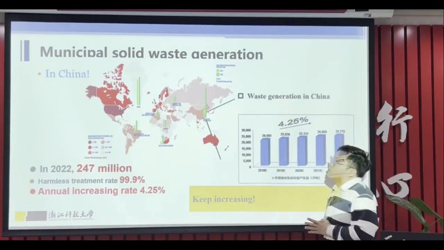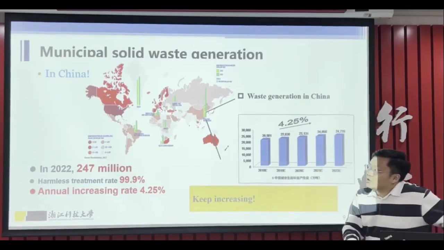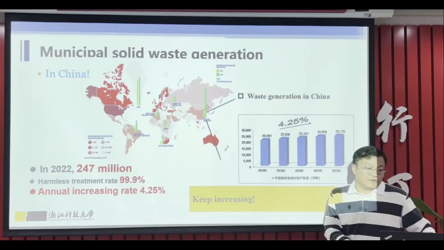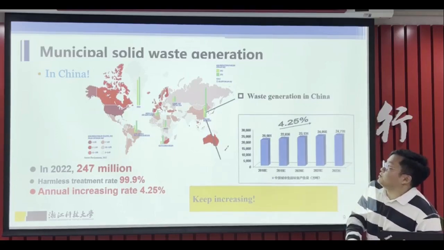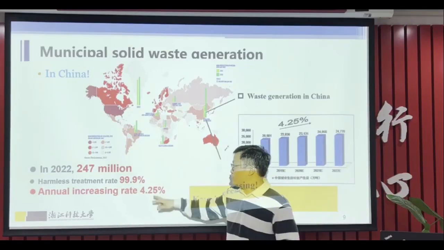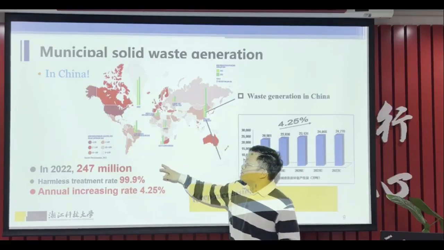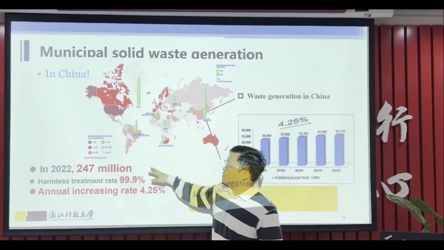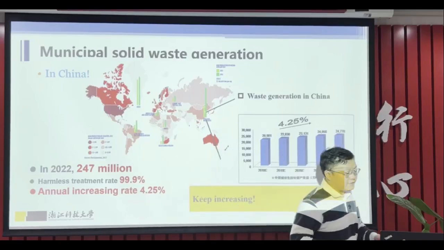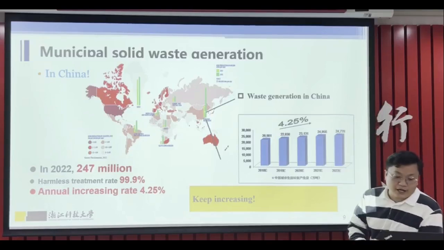With regard to China, more than 214 million tons of municipal solid waste was produced in 2022, and the harmless treatment rate reached 99% in China. In China, the annual increase of municipal solid waste is very high. It reached about 4.25%. So the increasing rate is very high in China.